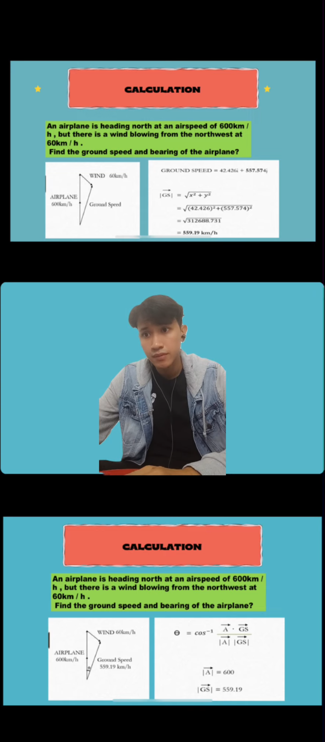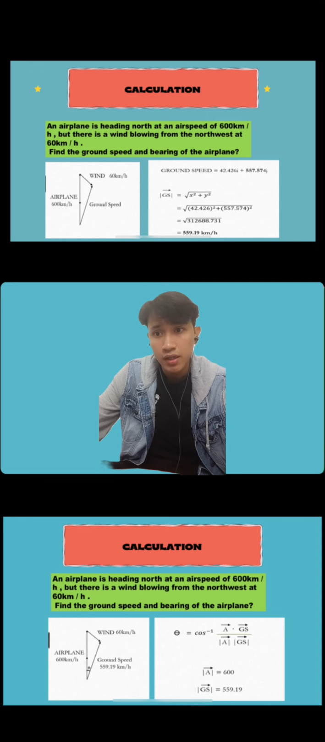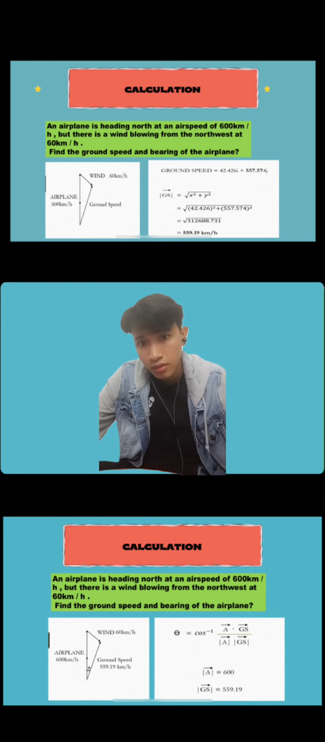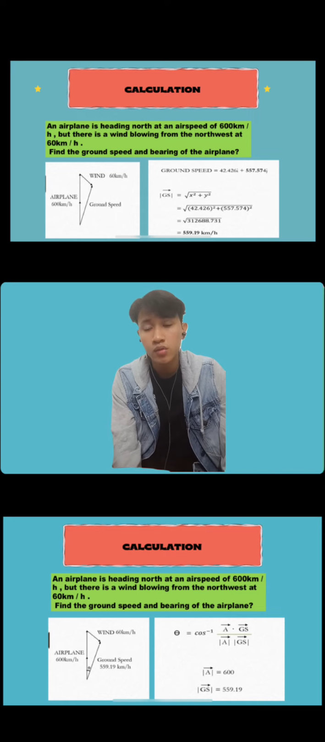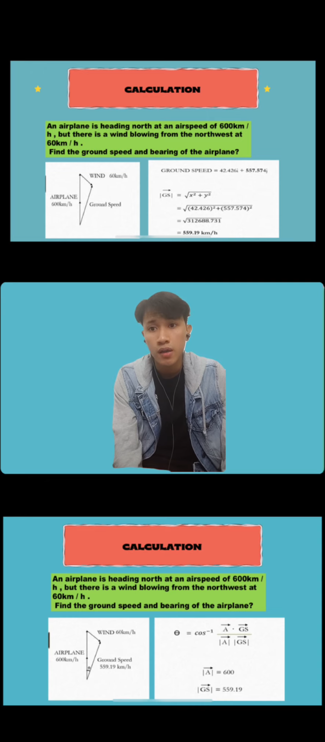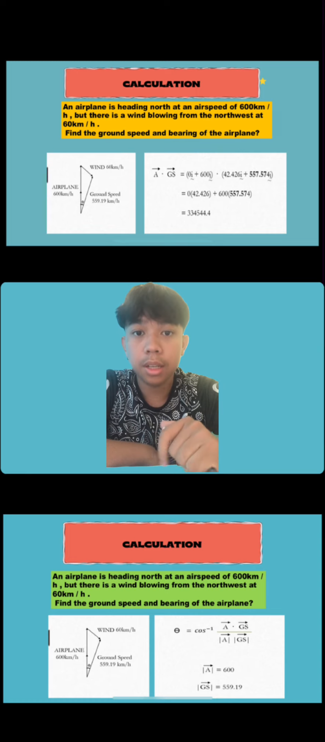And then we must use the theta formula. The formula is theta equals cos negative 1. The airplane is 600 and the ground speed is 559.19. For this calculation, we will try to find the scalar dot product.